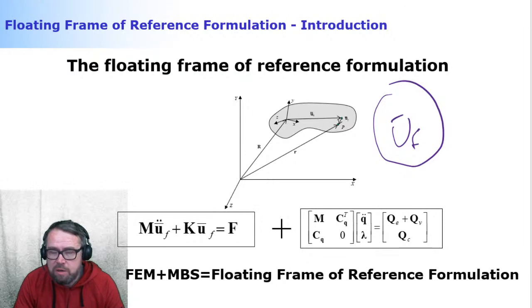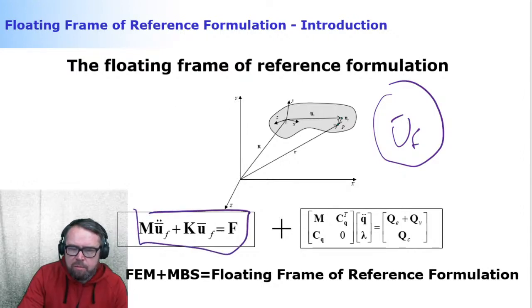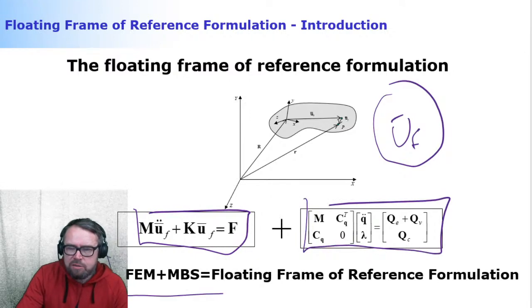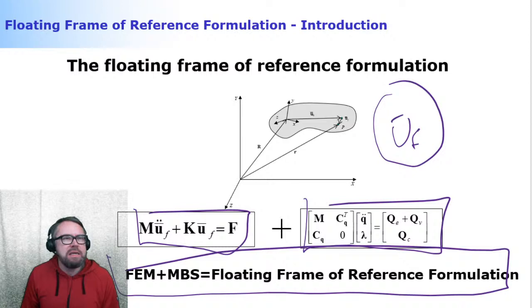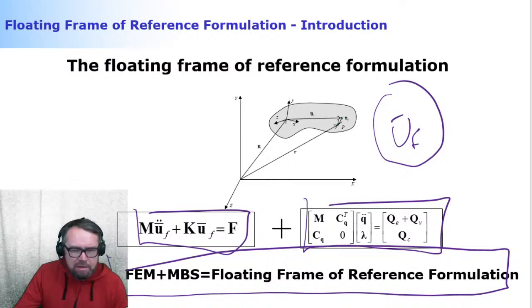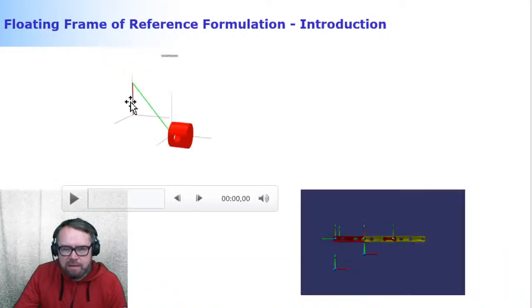So how is it we describe this vector u bar f with the help of the finite element method? So that's how it goes. We're going to create the finite element model, which is shown here. We combine that with multibody system dynamics. That's your floating frame reference formulation. And that's why the next thing we're going to do is take a look at finite element modeling. But prior to that, a few examples.